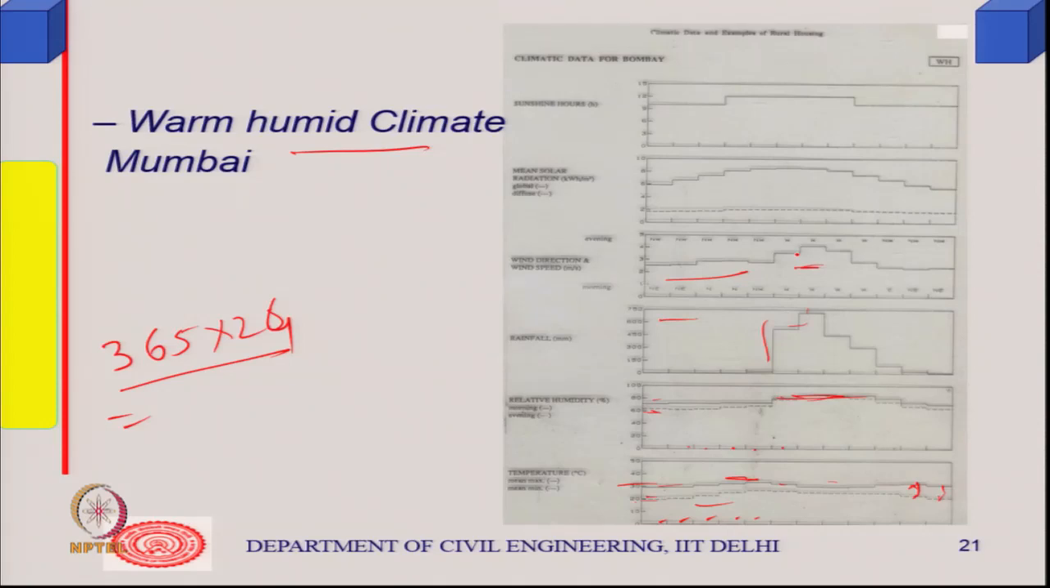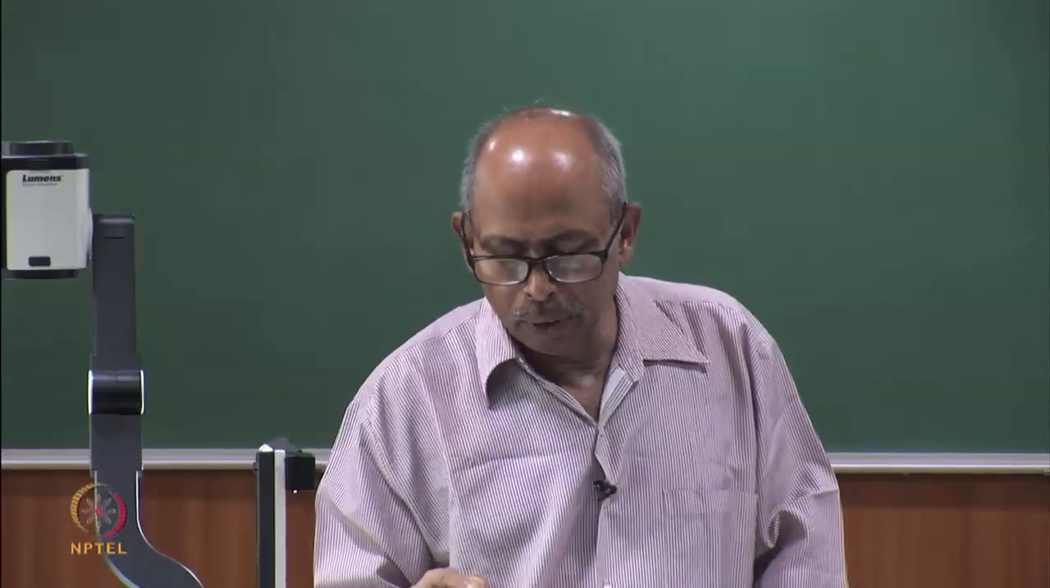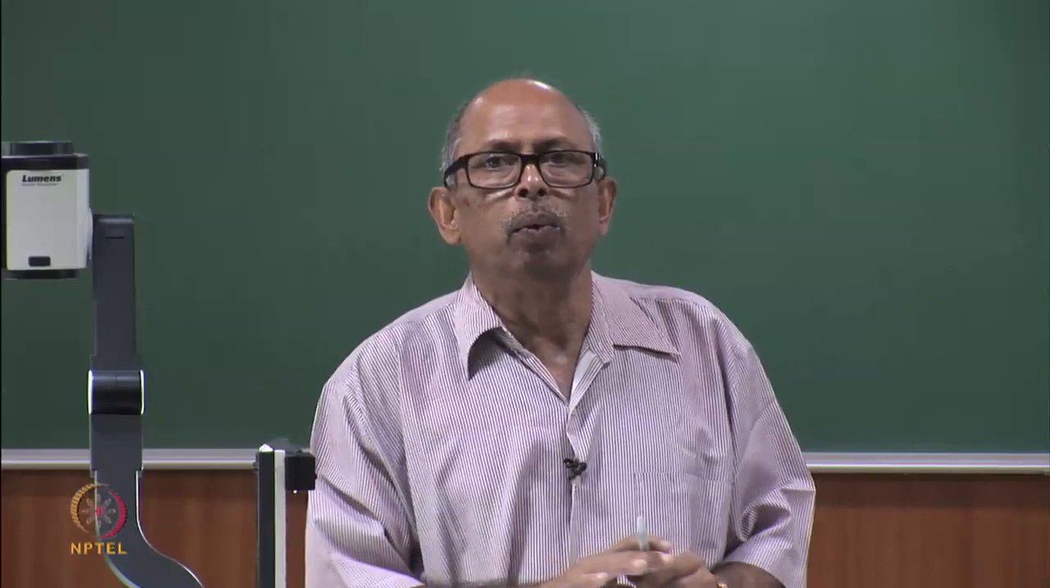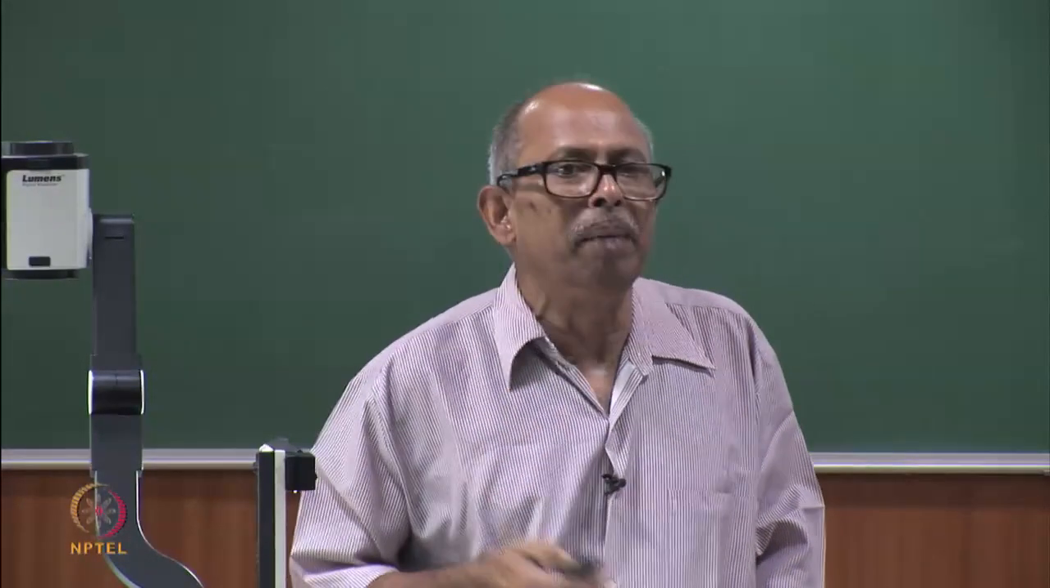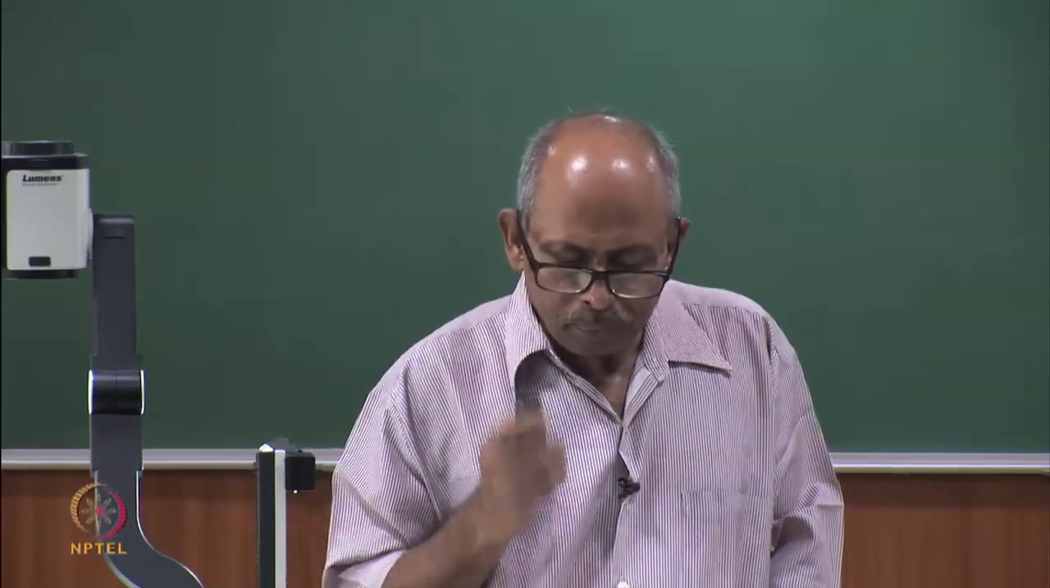So, in Mumbai you will find high wind during this time, and then you have sunshine hours. Daytime is longer, but cloud cover is also important. This is how the mean solar radiation is here: how much solar radiation is on the horizontal plane, direct and diffuse. These diagrams are given. So, one can give a diagram of this kind to represent the climate of a given place.